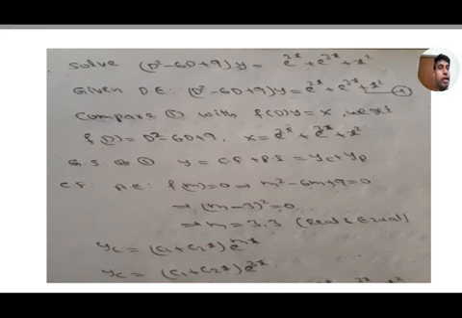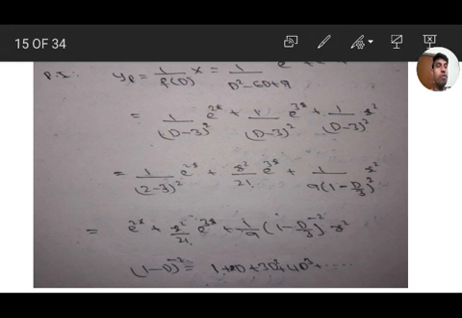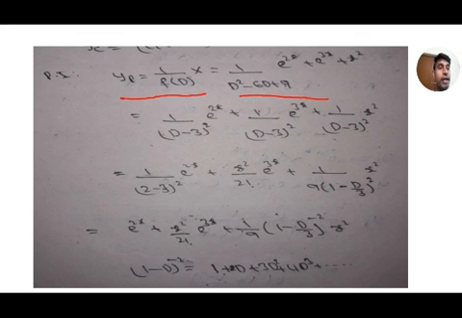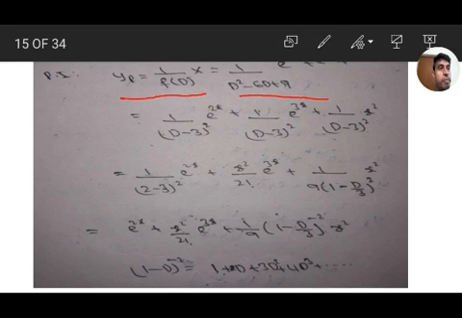Next, the particular integral: yp = 1/f(D) X, so 1/(D² − 6D + 9) of (e^(2x) + e^(3x) + x²). Here we have three functions, so three separate particular integrals. First, 1/(D − 3)² e^(2x). Next, 1/(D − 3)² e^(3x). Next, 1/(D − 3)² x².